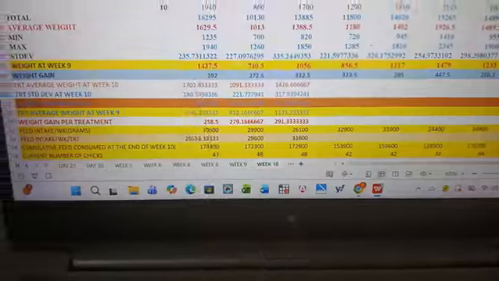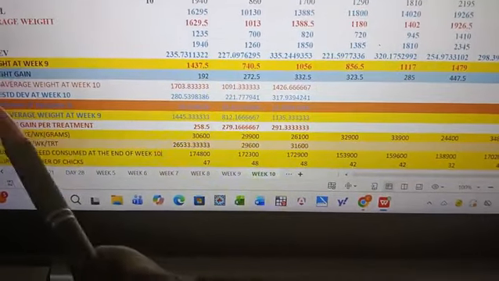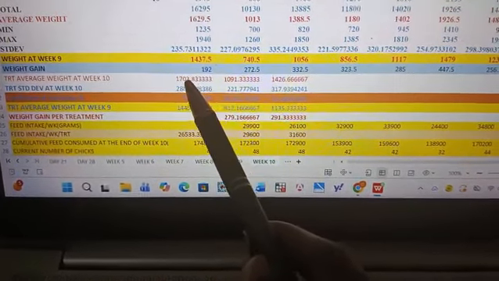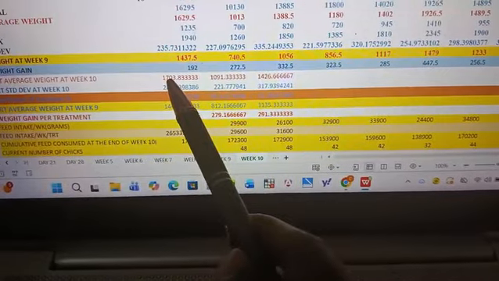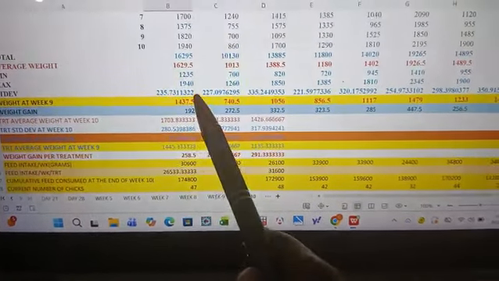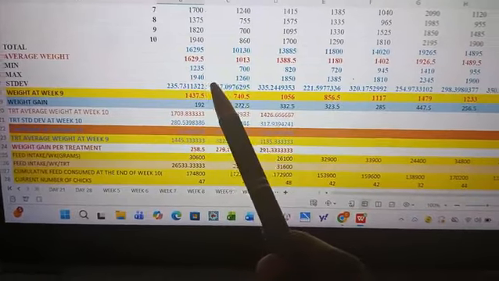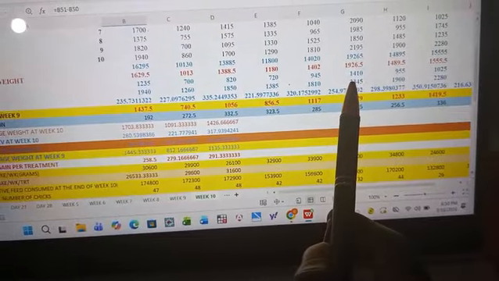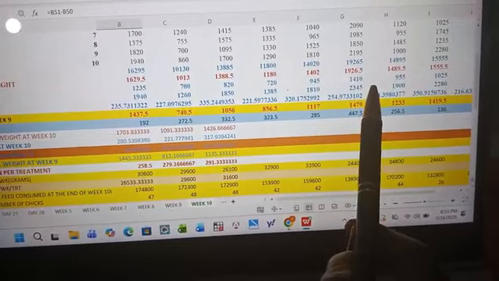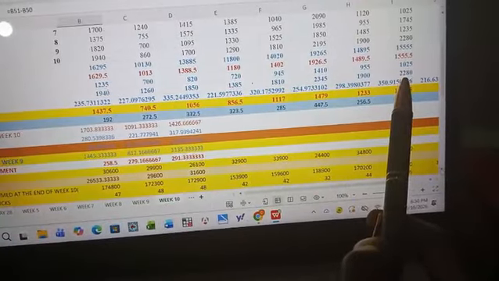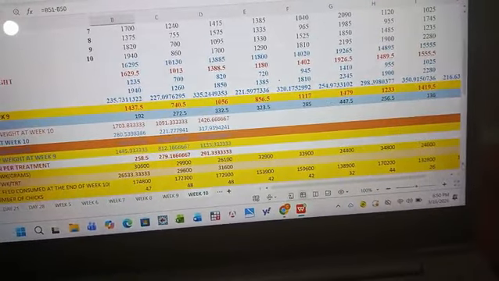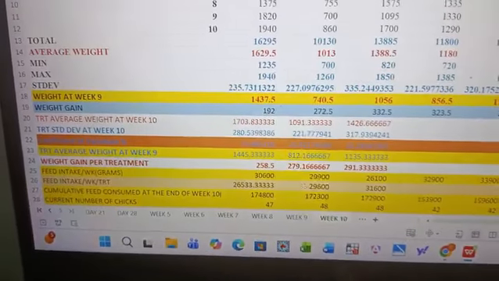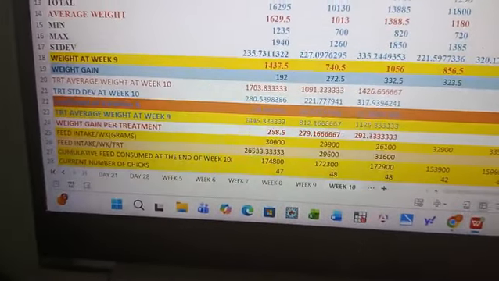So these are very big differences in terms of weight. And of course, for those feeding on starter crumbs and finisher pellets, the average weight is 1.7 kg as at the end of the 10th week. But we had birds in that category weighing as much as 2.3 kg. This bird was weighing 2.3 kg by the end of the 10th week, and this one weighing 2.2 kg. So some birds had already surpassed the 2 kilogram mark by the end of the 10th week.